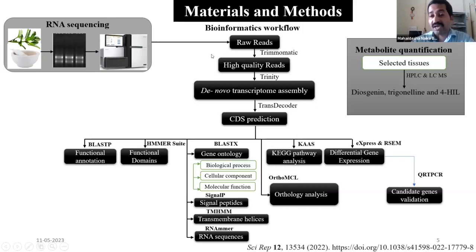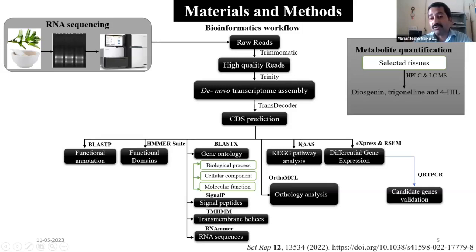Here, especially for the bioinformatics workflow, thanks to Dr. Atul and Dr. Methi, in fact, they had discussed how the reads were obtained, how these R1 and R2 reads were assembled, and how the further downstream analysis is usually done. Having the raw reads, once you obtain the high quality reads, a de novo transcriptome assembly was performed, and here all the three transcripts were pooled, and later the CDS were predicted, and from that, functional annotation was predicted, domains were looked into, and further signal peptides, transmembrane helices, and RNA sequences were predicted.